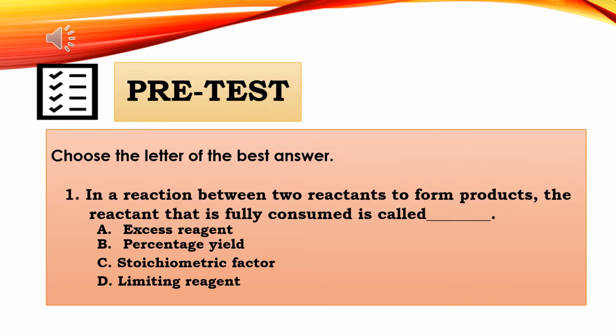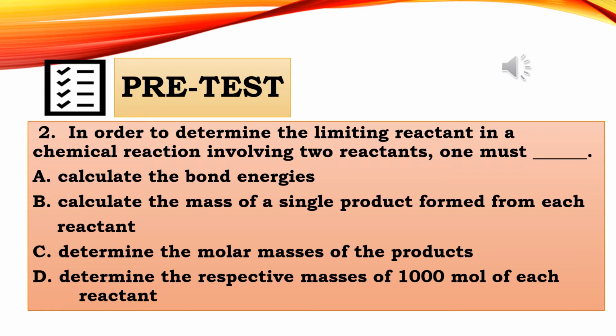Before we proceed, let us measure your knowledge about this lesson. Take the pretest. You have to choose the letter of the best answer. Number 1. In a reaction between two reactants to form products, the reactant that is fully consumed is called blank. A. Excess reagent. B. Percentage yield. C. Stoichiometric factor. Or D. Limiting reagent. The answer is letter D. Limiting reagent.